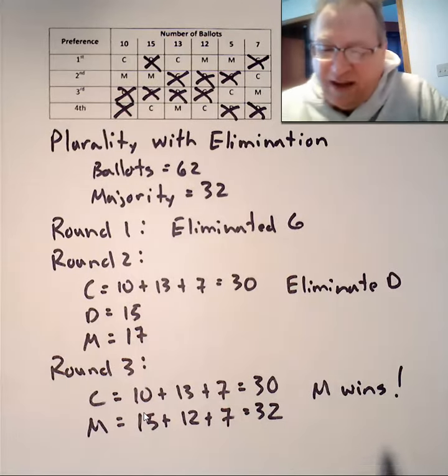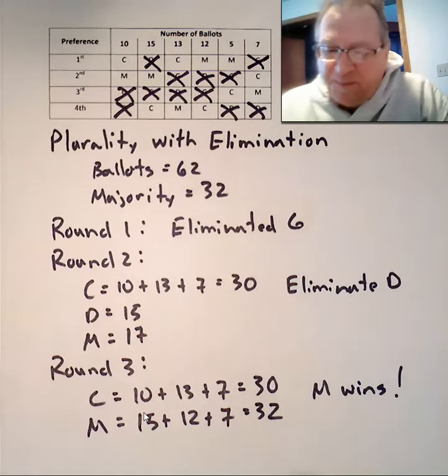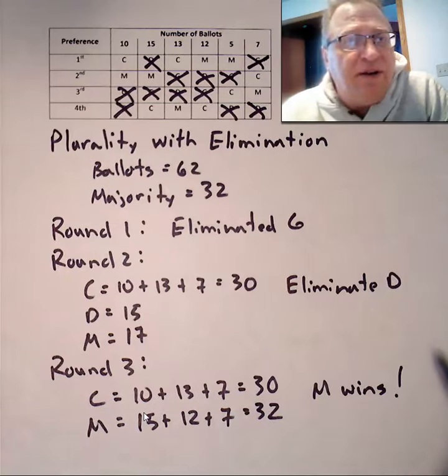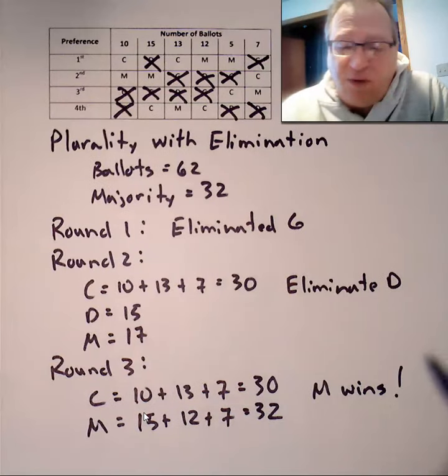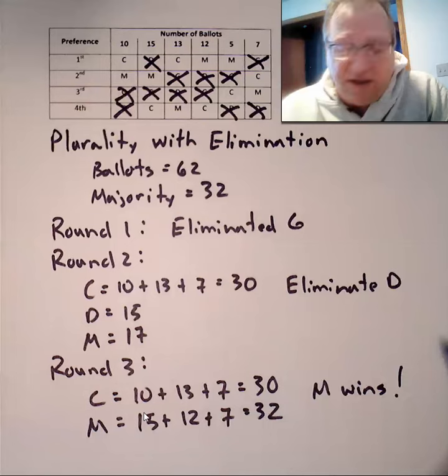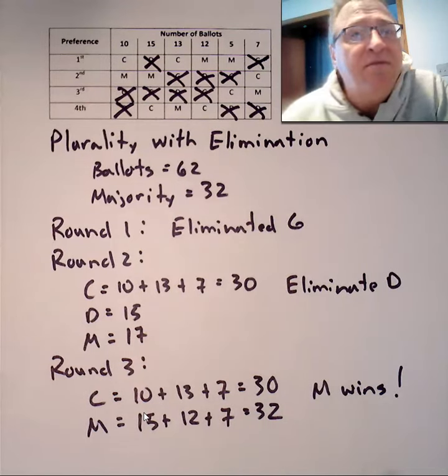In plurality, we found that C won. It made a difference by giving some weight to those second, third, and fourth place votes. It made a difference in who was elected the winner of this election.